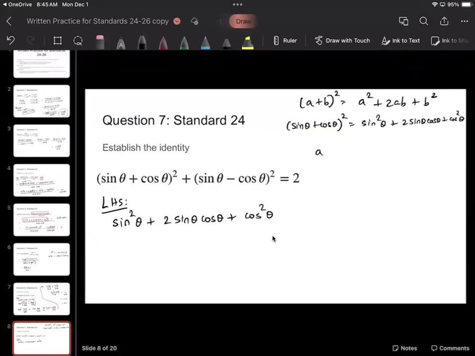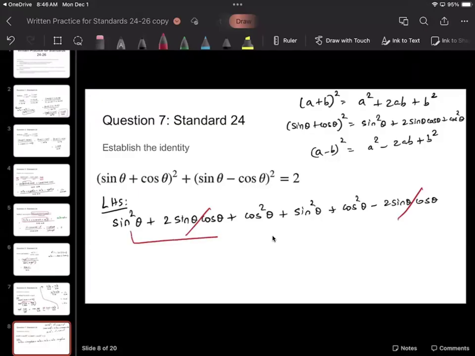Now for the next one, the identity we will use is a minus b the whole squared is a squared minus 2ab plus b squared. So then I'm going to use that and expand this. So this will become sine squared theta plus cosine squared theta minus 2 sine theta cosine theta. Then we cancel the common factor, these two getting cancelled. Then what do we actually end up with? We know that sine squared theta plus cosine squared theta is 1. So 1 plus 1 is equal to 2, which was the right-hand side.